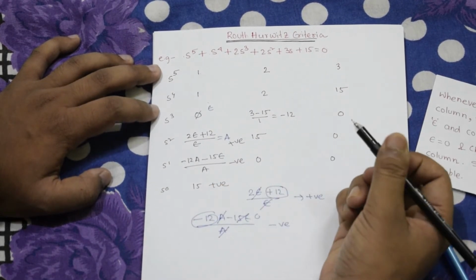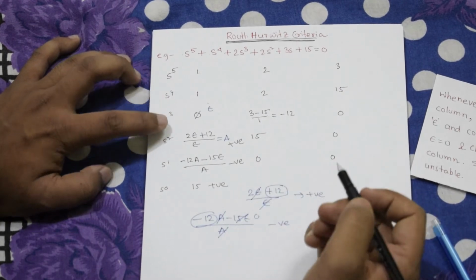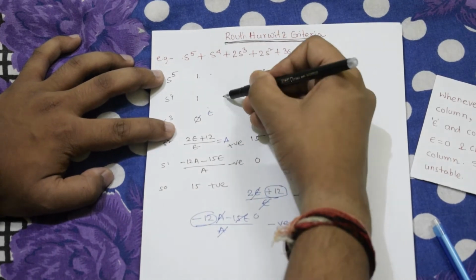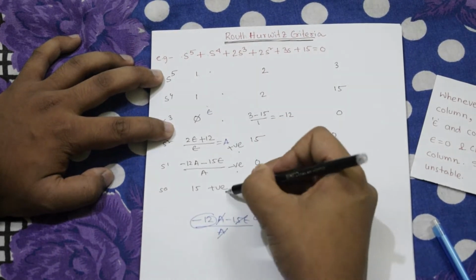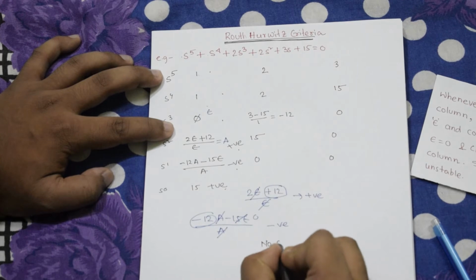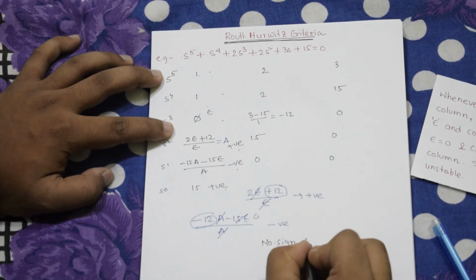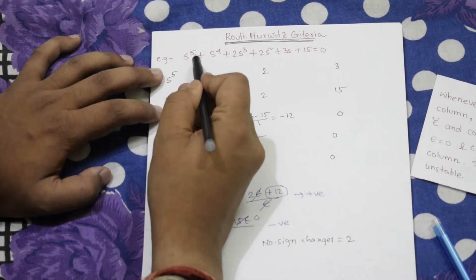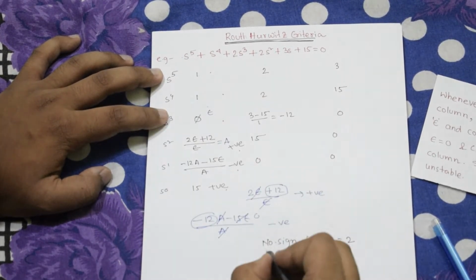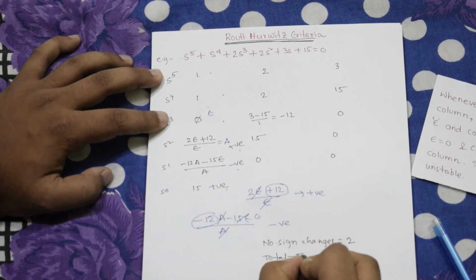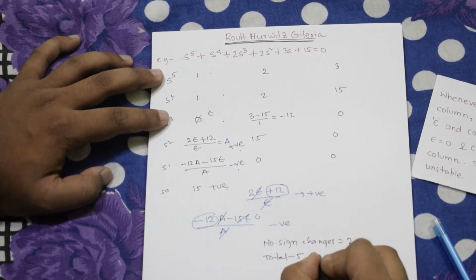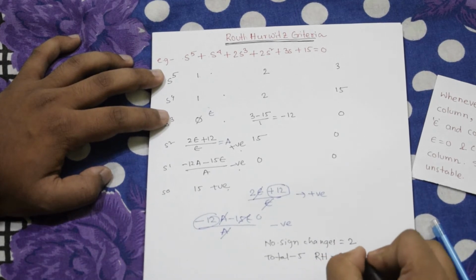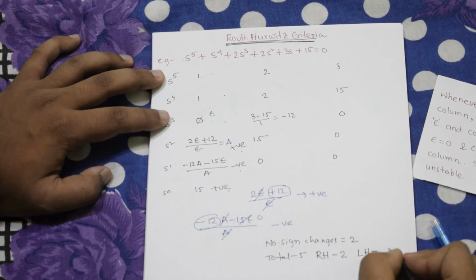So how many sign changes are there? For the system to be stable, there must be no sign change in the first column. This one is positive, positive, positive, positive, negative, positive. So the number of sign changes is 2. And the total number of roots is 5. Total roots is 5 and number of sign changes is 2. That means the number of poles in the right half of the S-plane is 2 and the number of poles in the left half is 3.